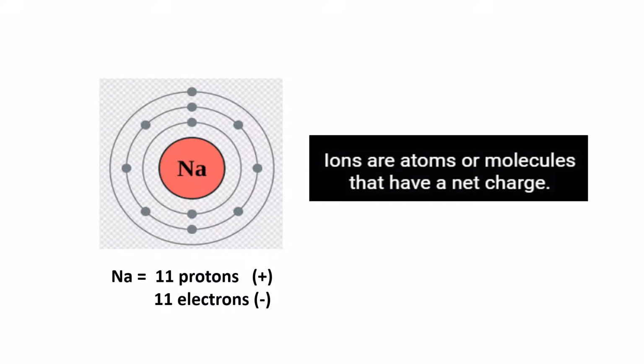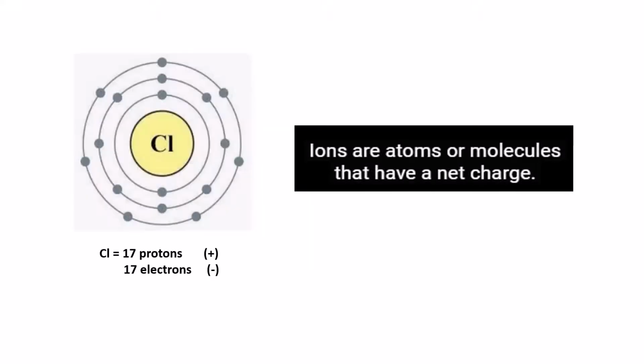Let's consider sodium atom. Sodium atom has 11 protons which are positive and 11 electrons which are negative. This is not an ion because the sum of protons, which are positive, and electrons, which are negative, is equal to 0 and there is no net charge.